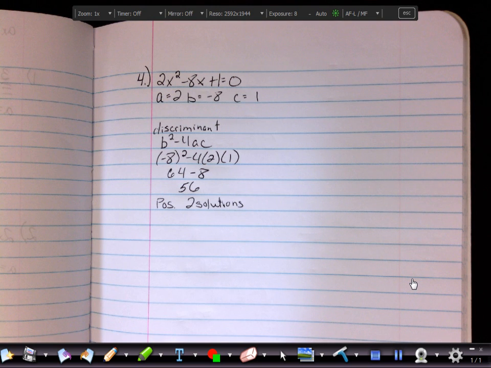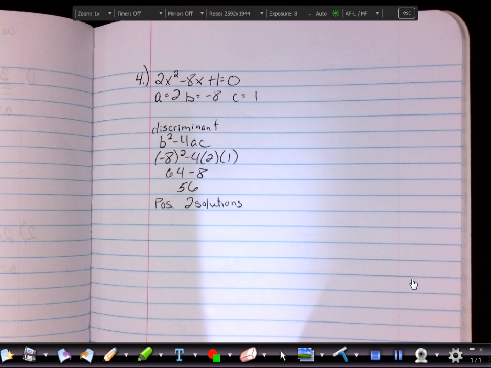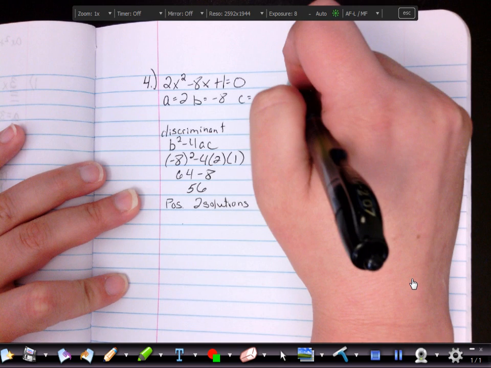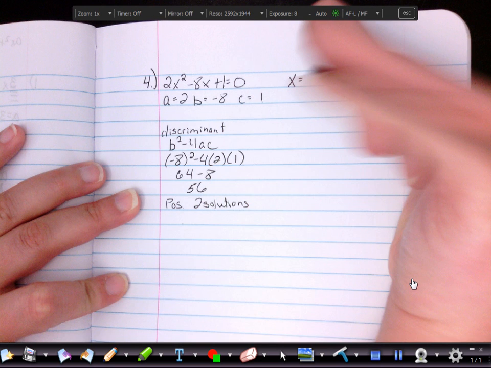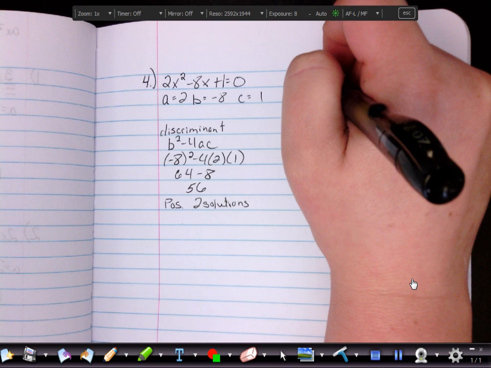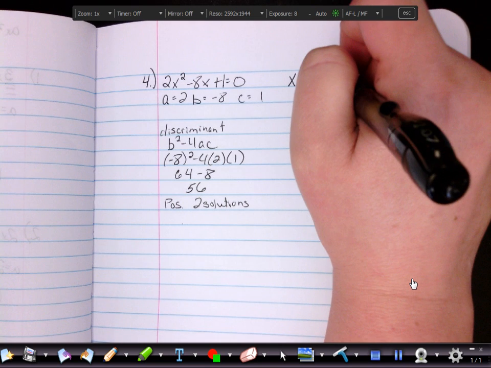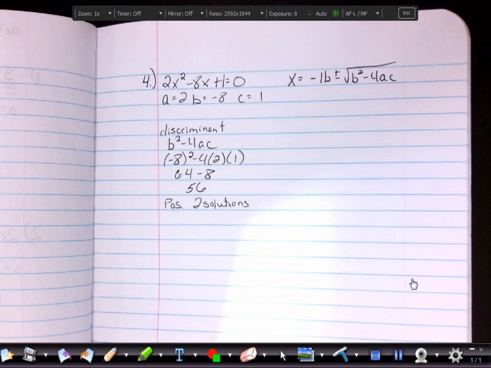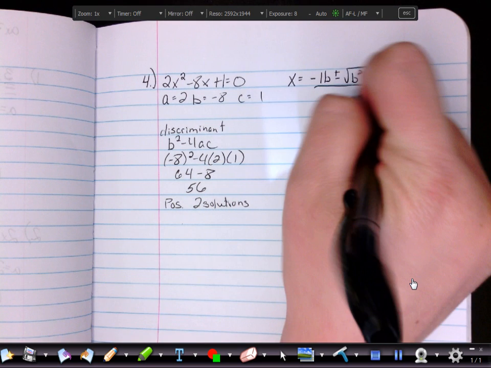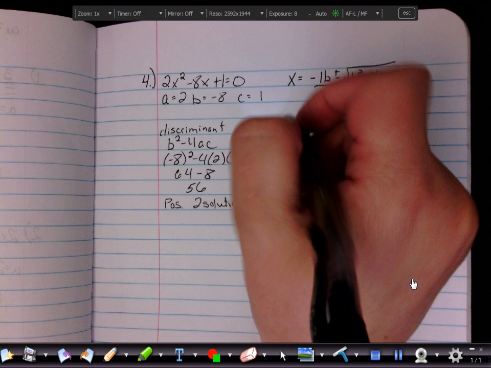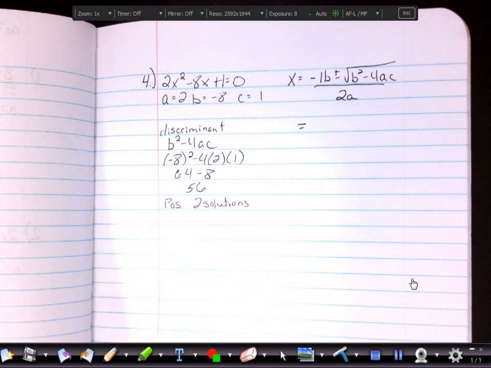We got to stop after we found the number of solutions. Now we're actually going to find what those 2 solutions are. So we're going to go back up here and use the actual quadratic formula. And that's negative b, or negative 1 times b, plus or minus the square root of b squared minus 4ac, all divided by 2a. So we're going to start plugging stuff in here.